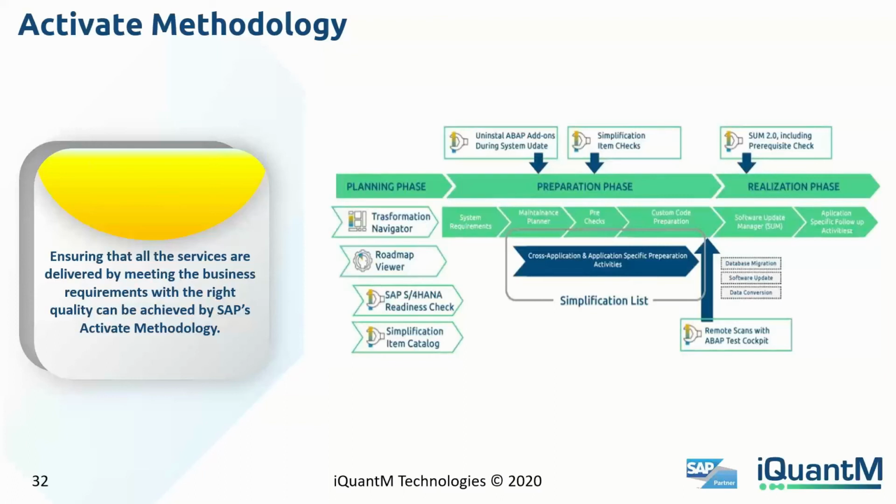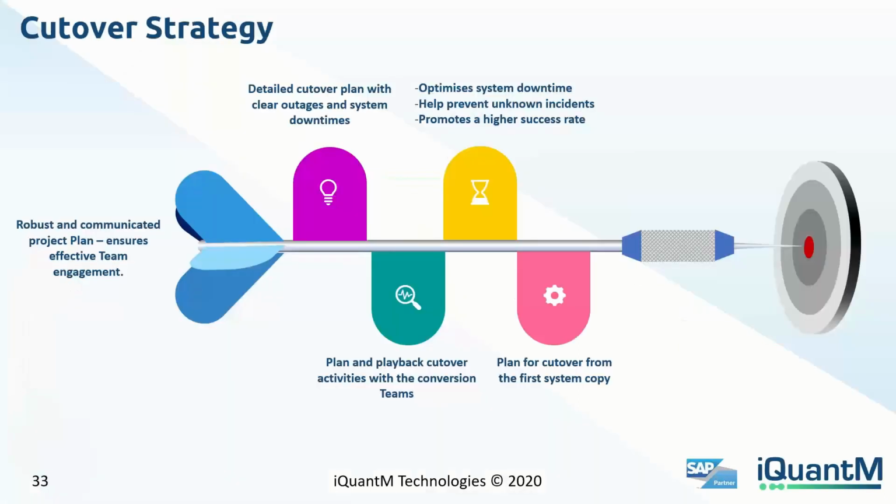And the realization phase is where all the customizations that you've identified that need remediation are addressed. Lokesh mentioned the SUM tool, the Software Update Manager. That's where that comes in, as that's the one that helps to migrate from your existing system into your S/4HANA database.